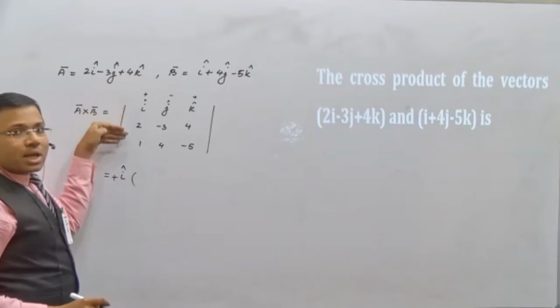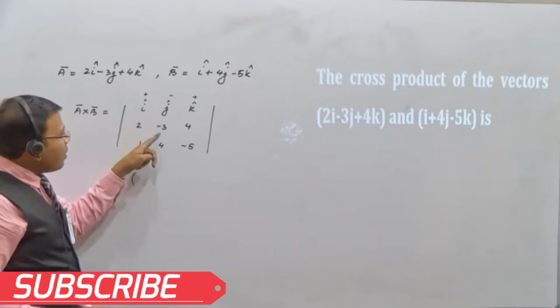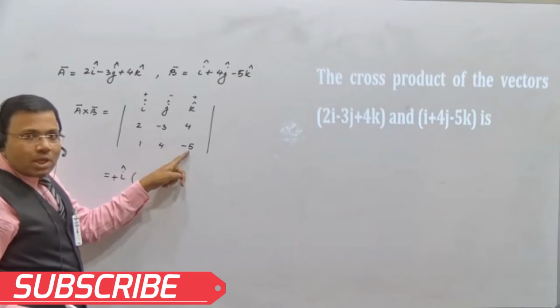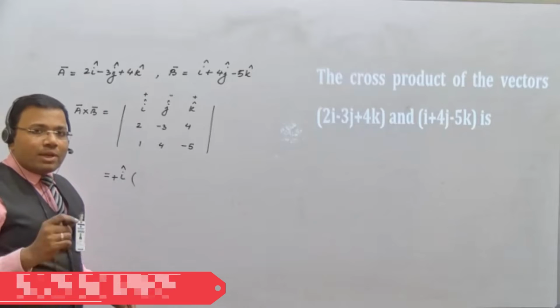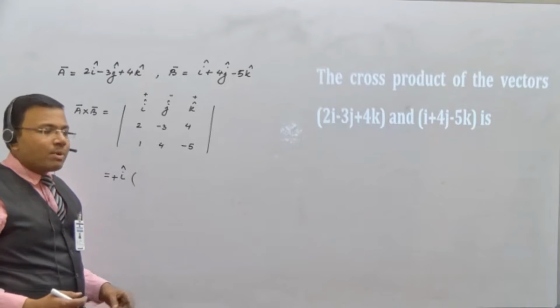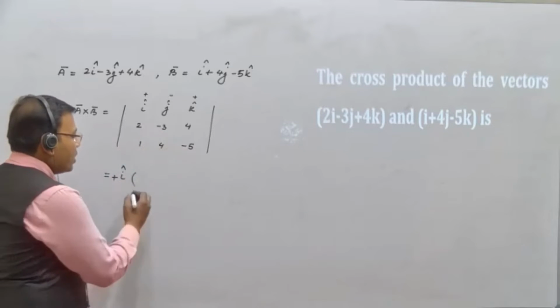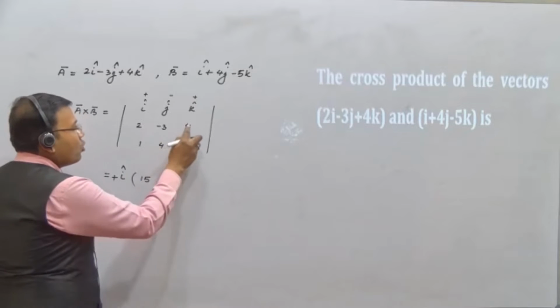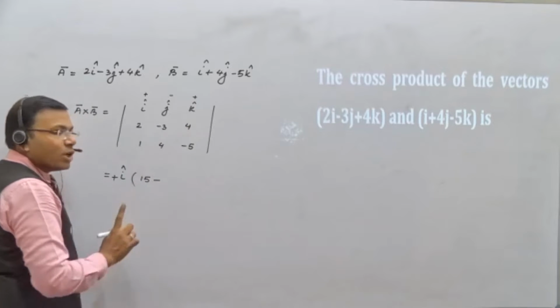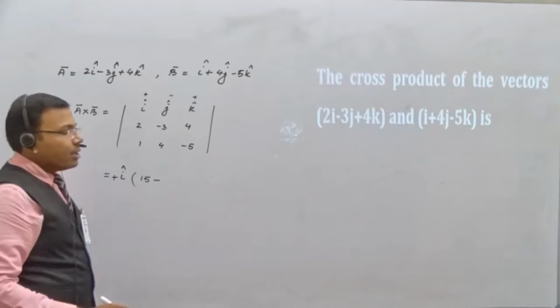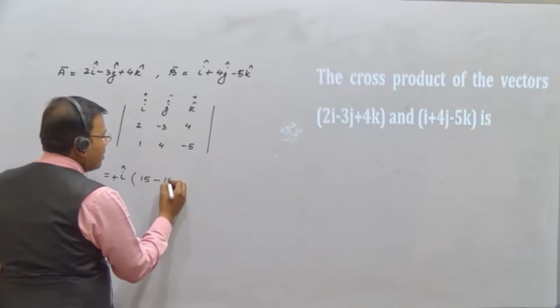Now I have to leave the column of i. So what is there here? This one, minus 3 into minus 5, minus into minus is plus. So this is 3 into 5, 15. I'll write here 15. Students, I told you whenever you are moving up, you have to take it as minus sign. So this is 4 fours are 16.